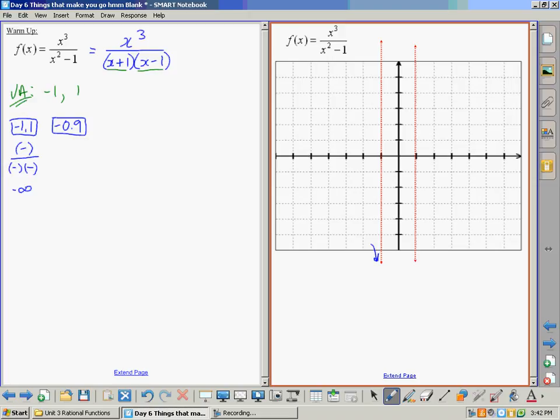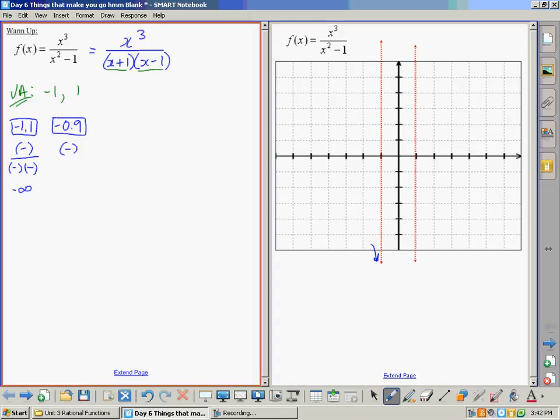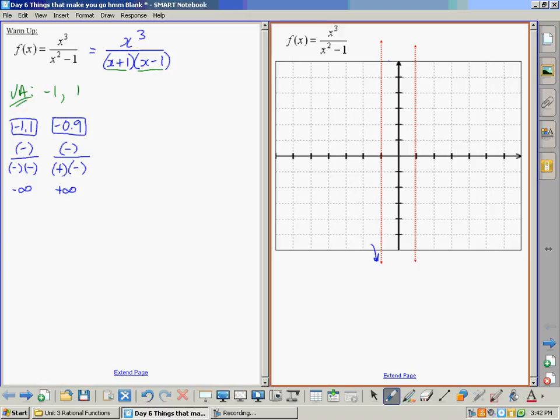Let's check here. So -0.9. If I cube that, again, it'll be negative as well. And then -0.9 plus 1 now goes into the positives because the plus 1 is bigger. -0.9 minus 1, of course, just stays negative. So I have negative on the bottom. Negative divided by negative is a positive. And as I expected, I go to positive infinity, and so I've got this happening.